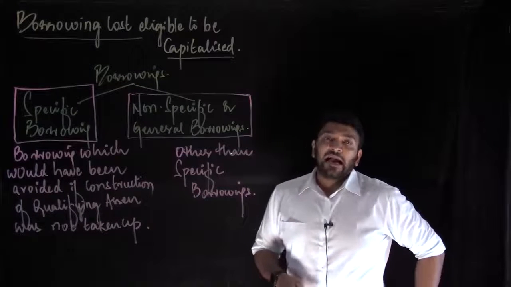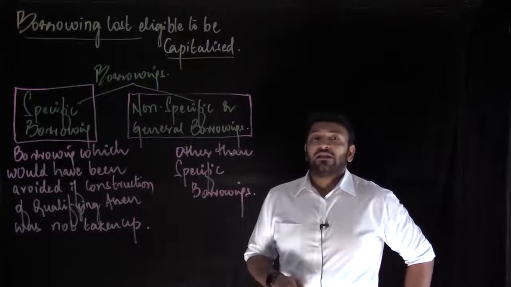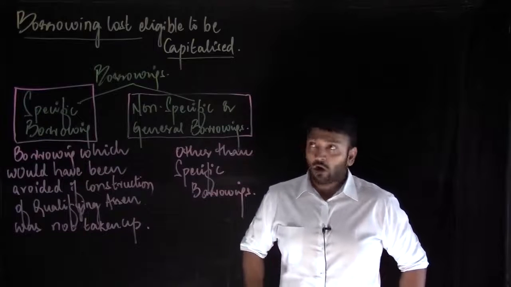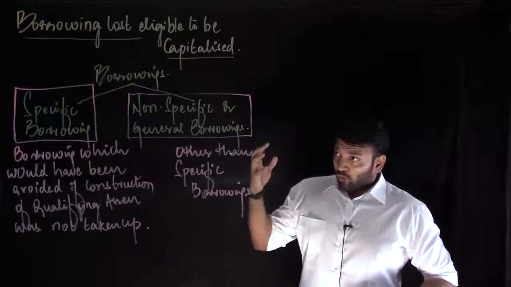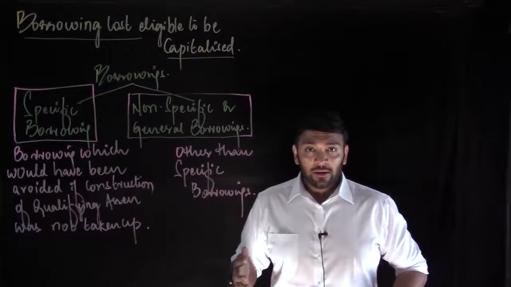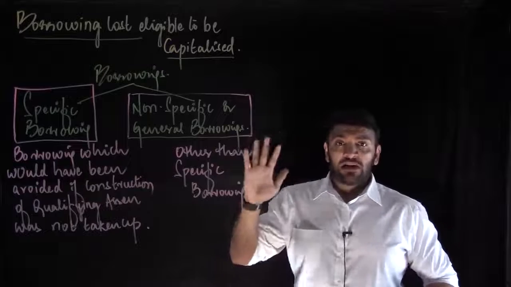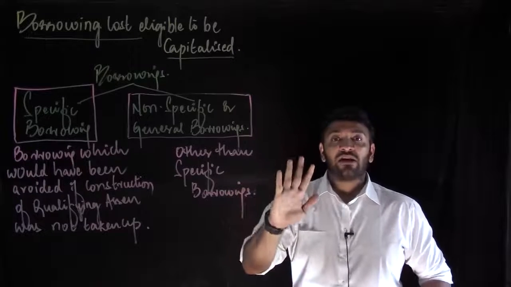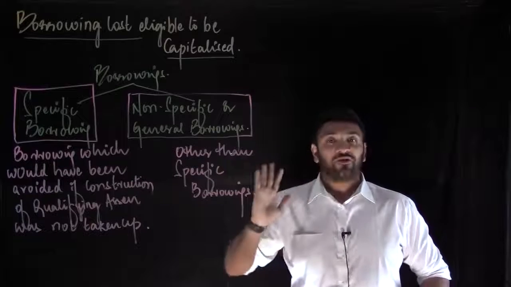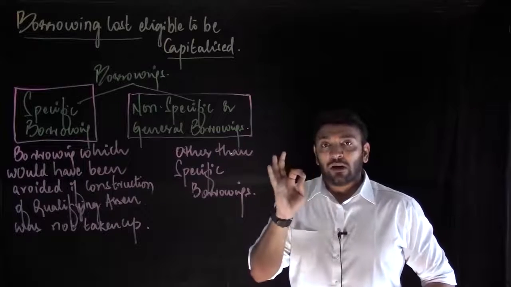Now we have to understand, we have only classified the borrowings as specific and non-specific. We did not talk about what is a borrowing cost eligible to be capitalized. That was our heading. What are we saying? There are two types of borrowing. If I have one qualifying asset, let's say a building, this building has to be constructed. It is a qualifying asset because it took a substantial period of time, that means the period is beyond 12 months.